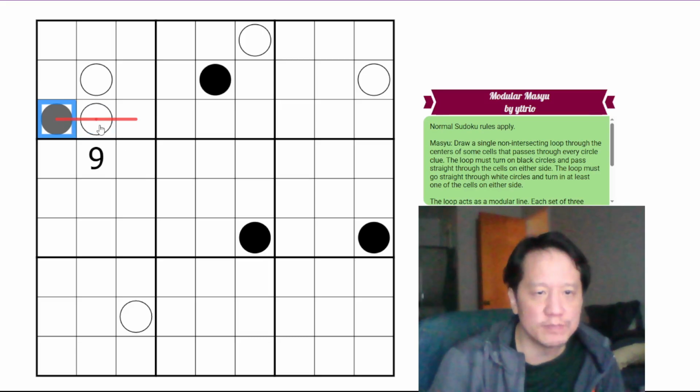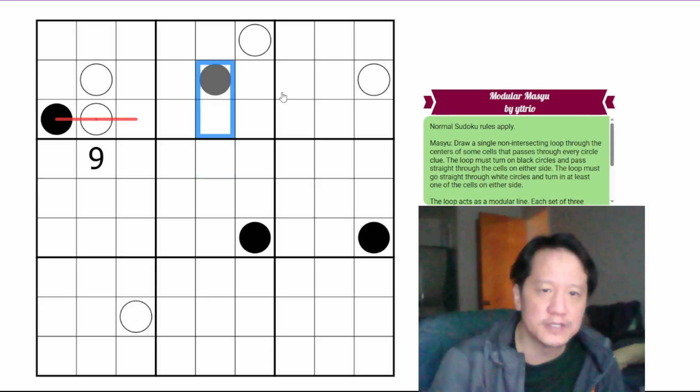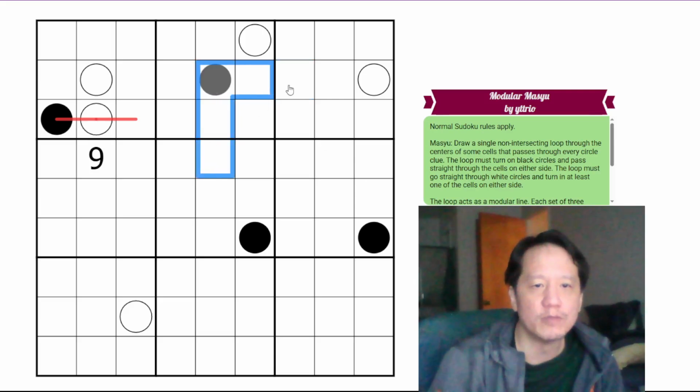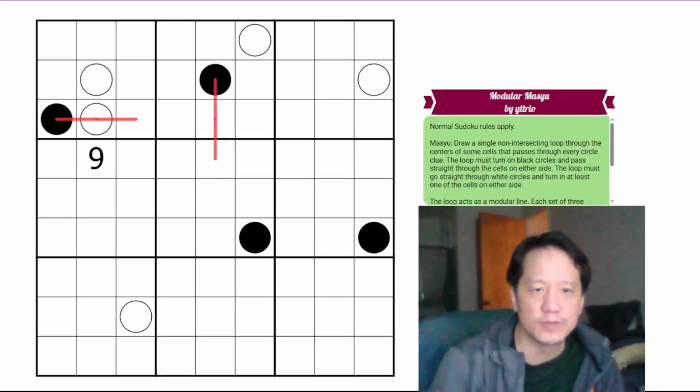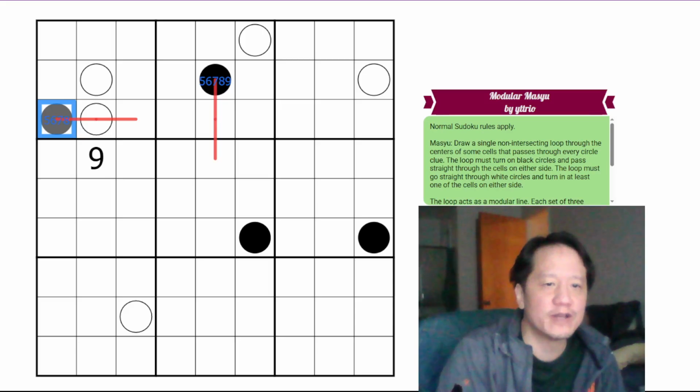Every dark digit is going to be at least a 5. So this cell here is either going to turn that way or turn that way, because again, you have to go through the cells that it enters and exits out of, right? For a black line. So therefore, it's always going to be going this way. So every black circle is going to have a digit which is at least 5.